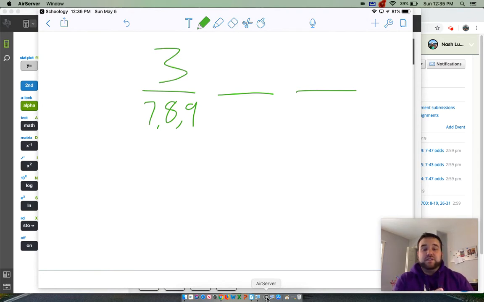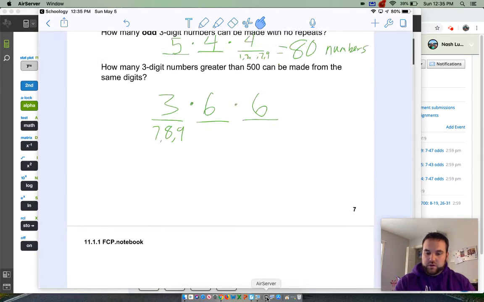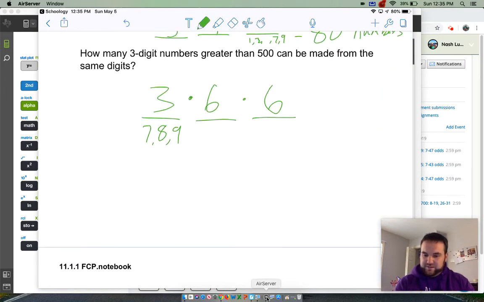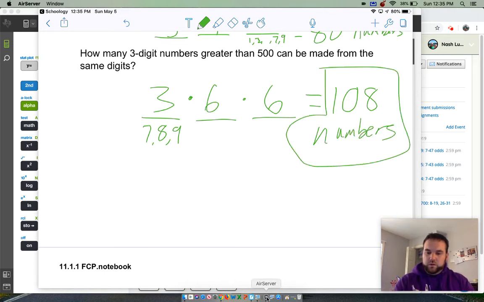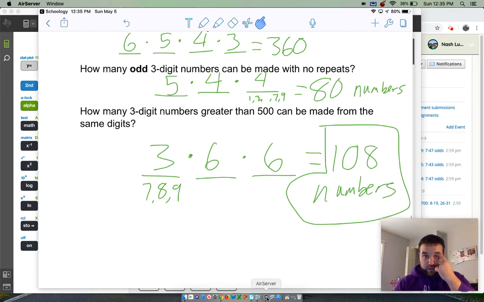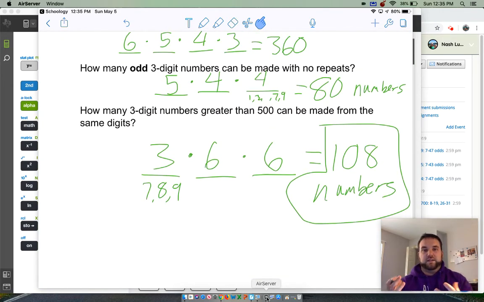After that, as long as it's 7, 8, or 9, we know it's going to be over 500. So these last 2 slots each have 6 possibilities. So I get 3 times 6 times 6. 36 times 3 is 108. So there are 108 possibilities, or 108 numbers there. Okay. So that's how we can use the same idea, that counting principle, but now we are looking at very specific situations.